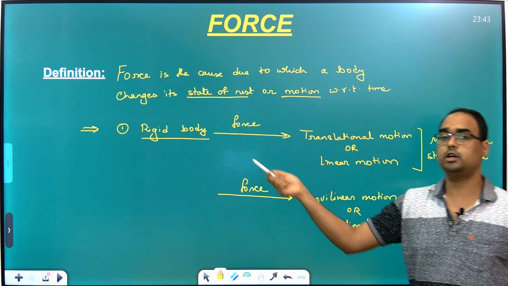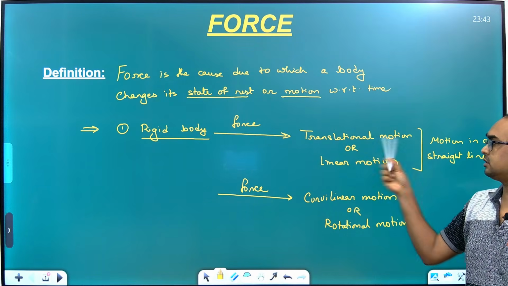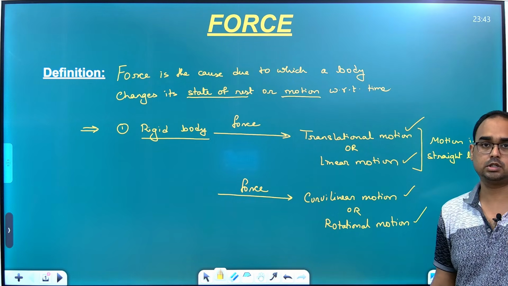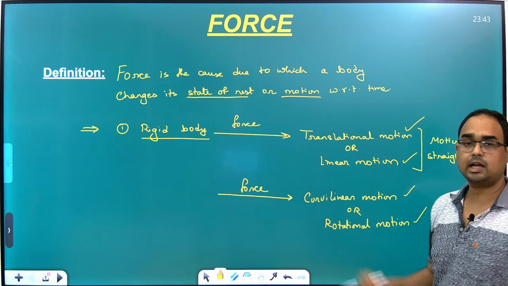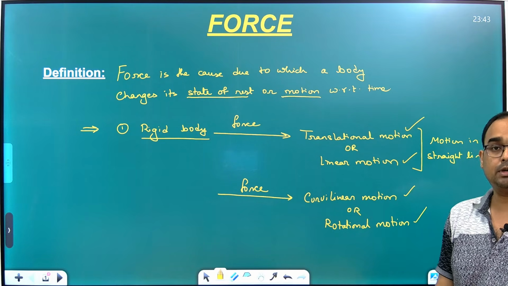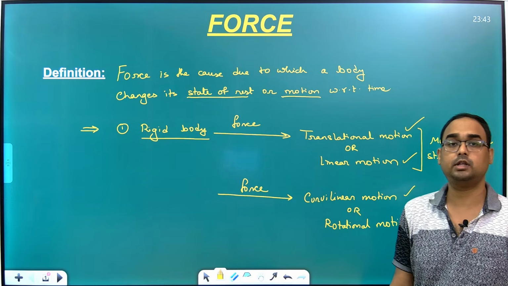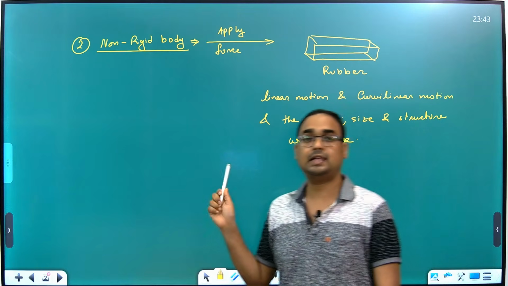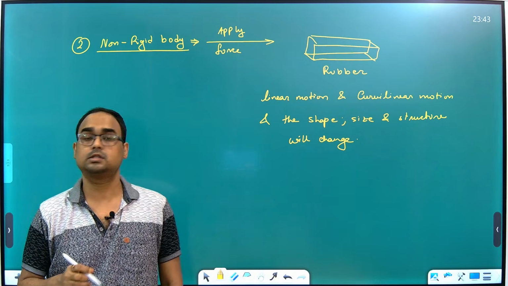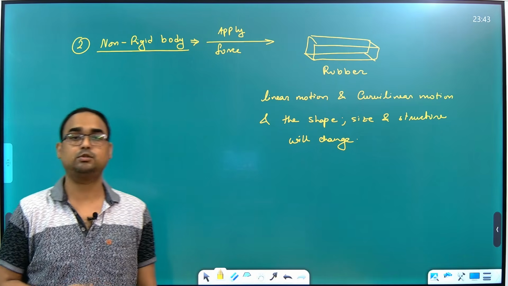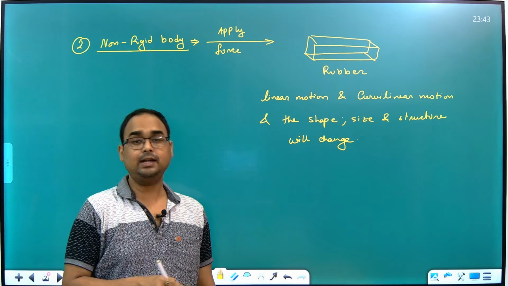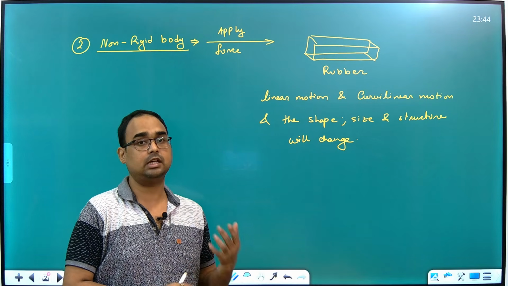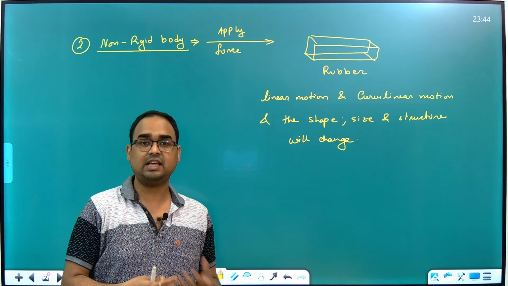If you apply force on a rigid body, it can do three types of motion, primarily translational motion, linear motion, curvilinear or rotational motions. So the translatory or linear are kind of the same. So you can say three kinds of motions are applicable when the body is a rigid body. Whereas when the body is a non-rigid body, in that case also the body will have some amount of translatory as well as curvilinear motion, and in addition to that, its shape, size and structure will also change. Since it's not rigid, it's kind of flexible.